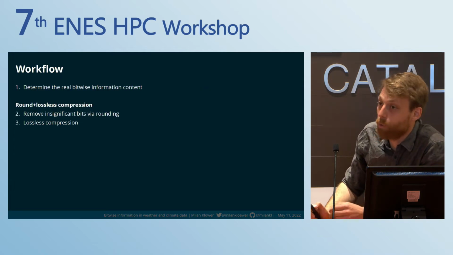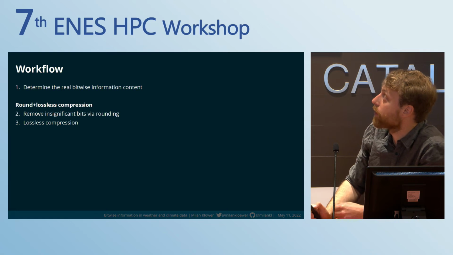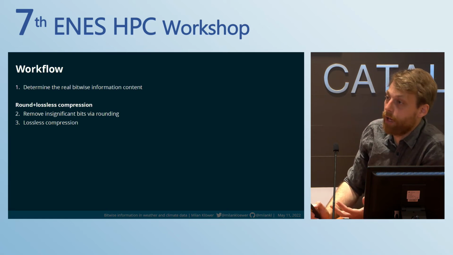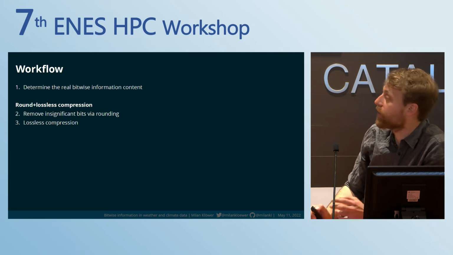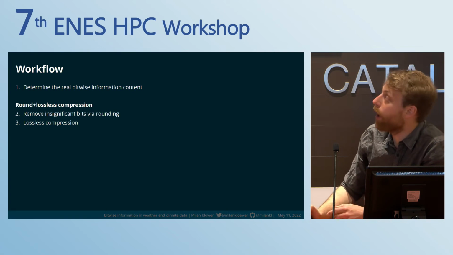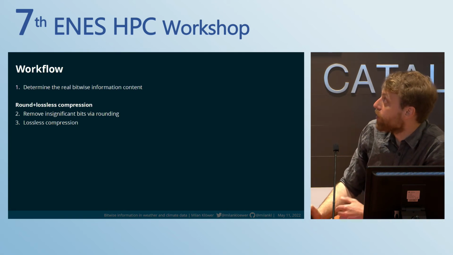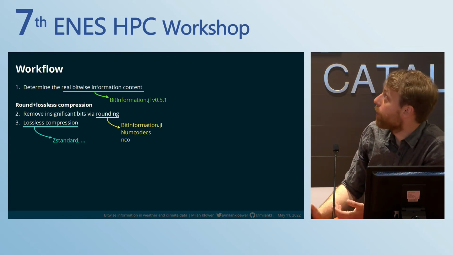So the typical workflow that we're suggesting is that for a given variable, you first determine the real bitwise information content. So for something like CO2, I know it's around 10, 12 bits. For your data set, it depends a little bit on the resolution, but you can find that out.